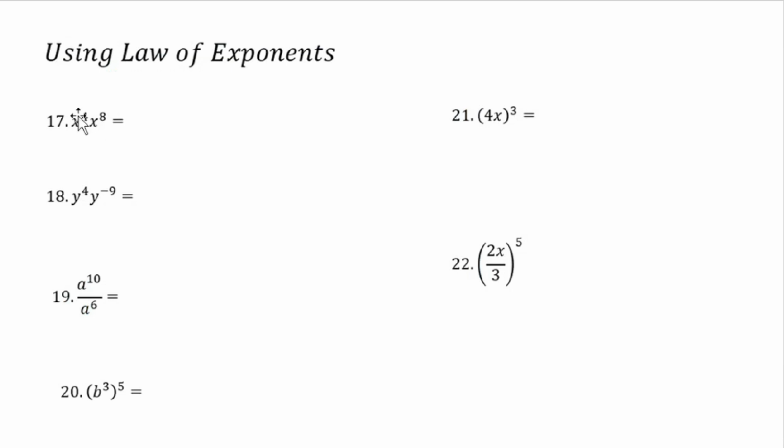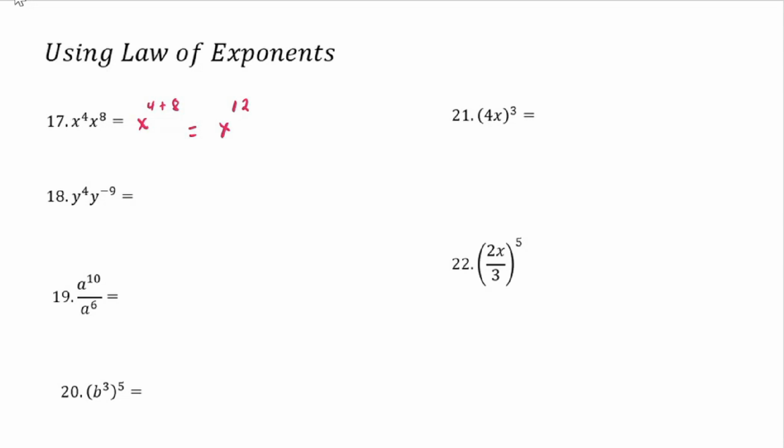So using the law of exponents, let us try to answer these exercises. We have x raised to 4 times x raised to 8. Now applying property number 1, or the product rule, we have x to the power of 4 plus 8. If we are multiplying the same base, add the exponents. Therefore, x to the power of 12.